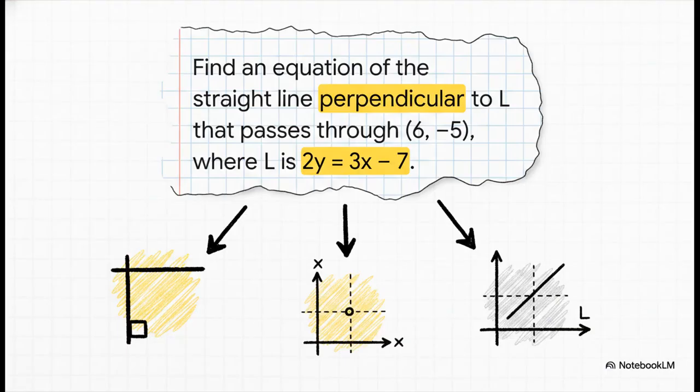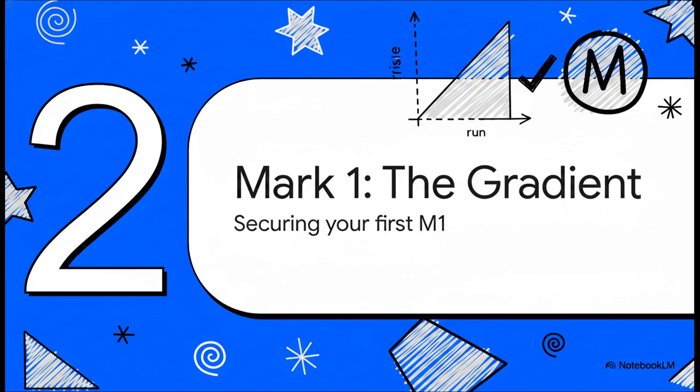Here we go, question 12. It says, find an equation of the straight line perpendicular to L that passes through (6, -5), where L is 2y = 3x - 7. Okay, so there are 3 golden nuggets of information here. We've got our original line L, we've got the keyword perpendicular, and we've got the exact point our new line has to pass through.